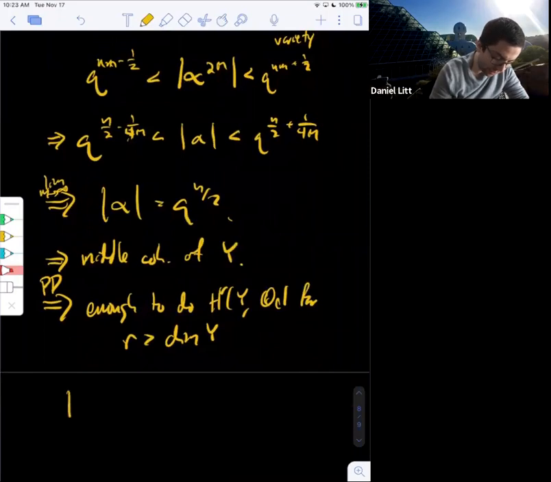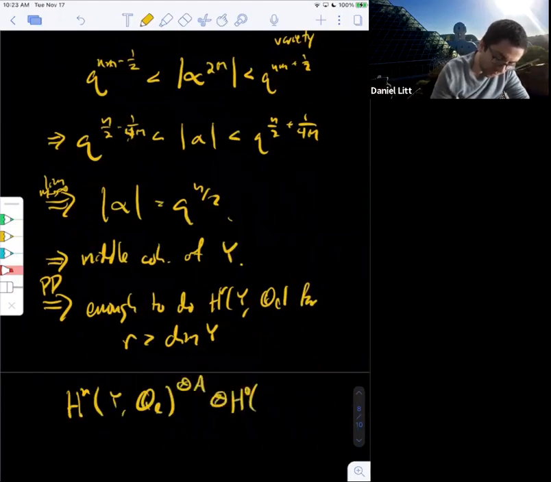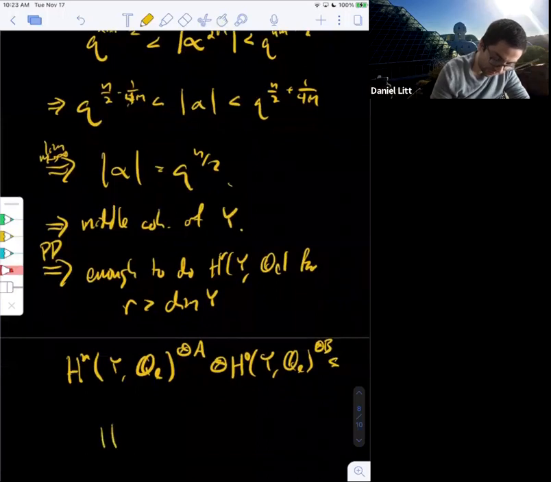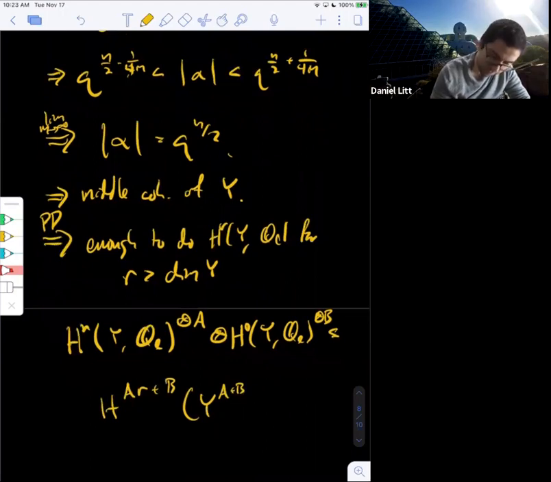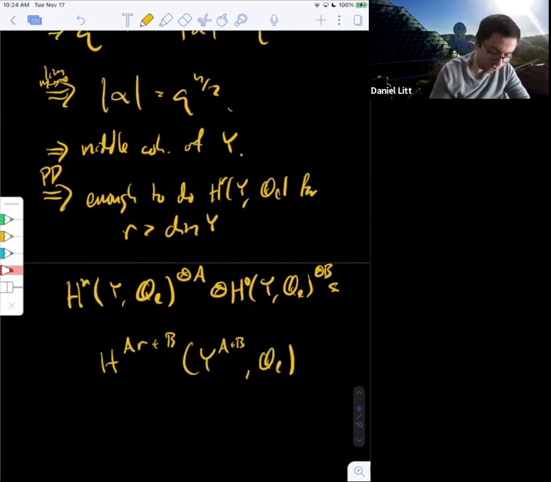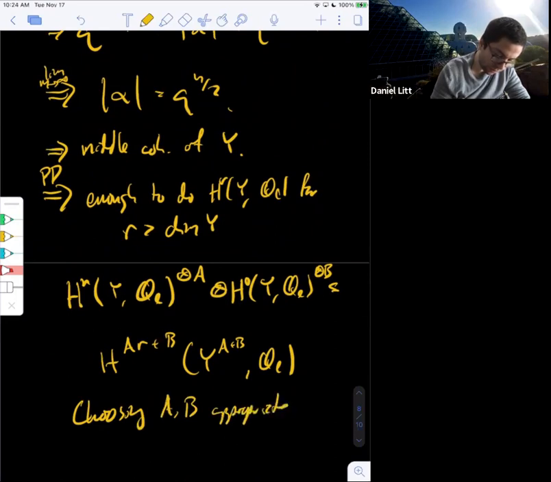So the idea is to note that HR of Y with coefficients in QL to some tensor power, tensor H0 of Y with coefficients in QL to some other tensor power, lives inside of H of AR plus B of Y to the A plus B, with coefficients in QL. Now the idea is that choosing A, B appropriately, and here we use that R is big, we can arrange that this is middle cohomology.